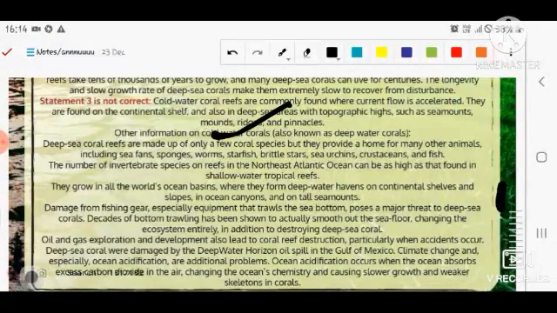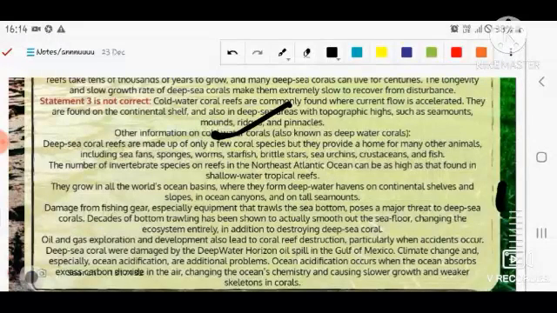So we cannot say that warm water reefs are much more diverse. Yes, the density and diversity can change, but in all these areas we can find reefs. They grow in all the world's ocean basins, where they form deep water havens on continental shelves and slopes, in ocean canyons and on sea mountains.